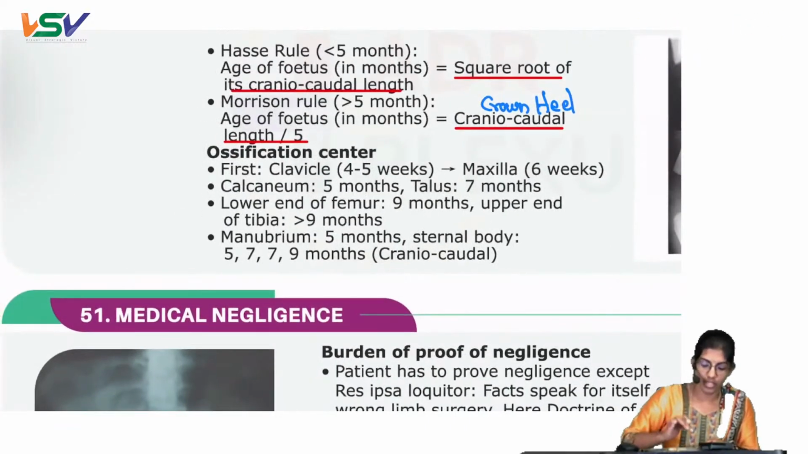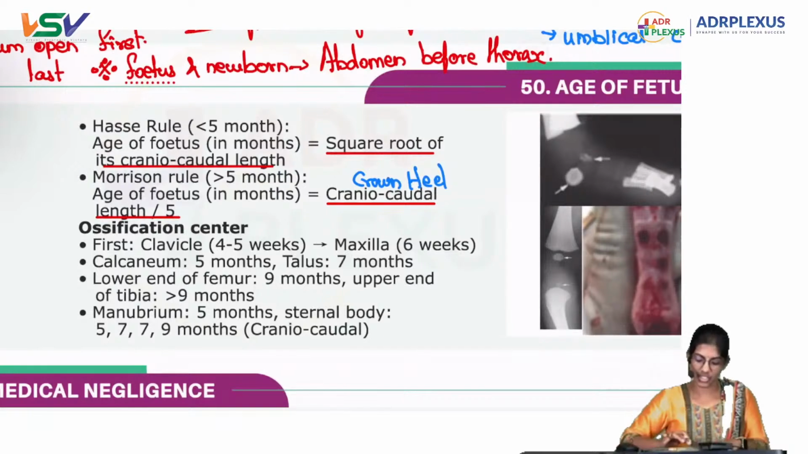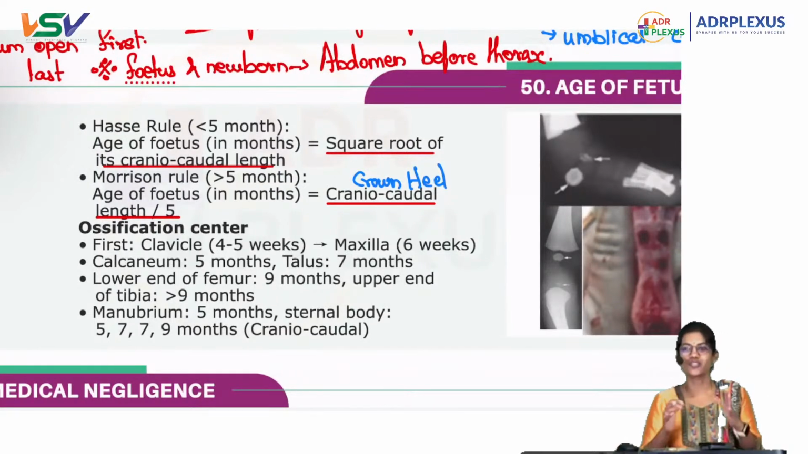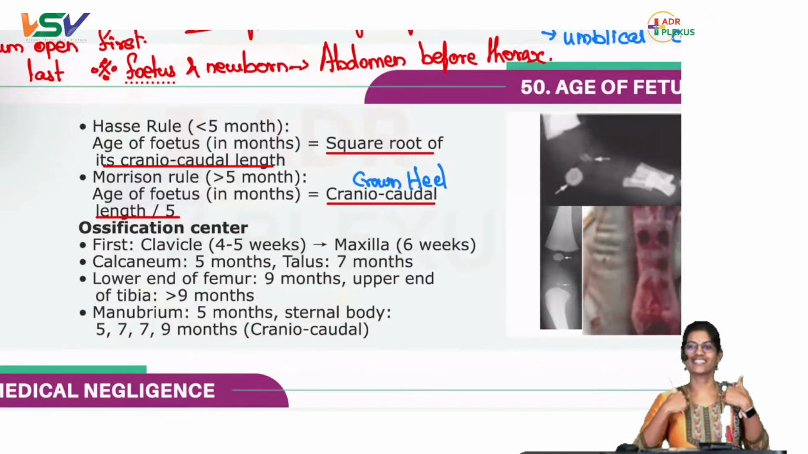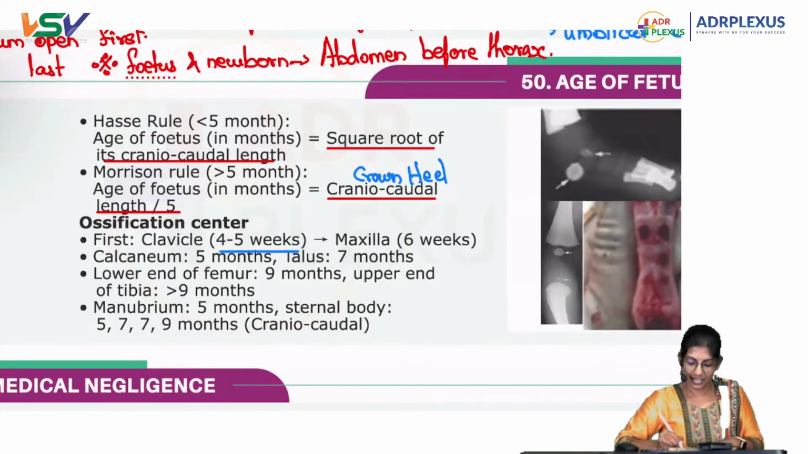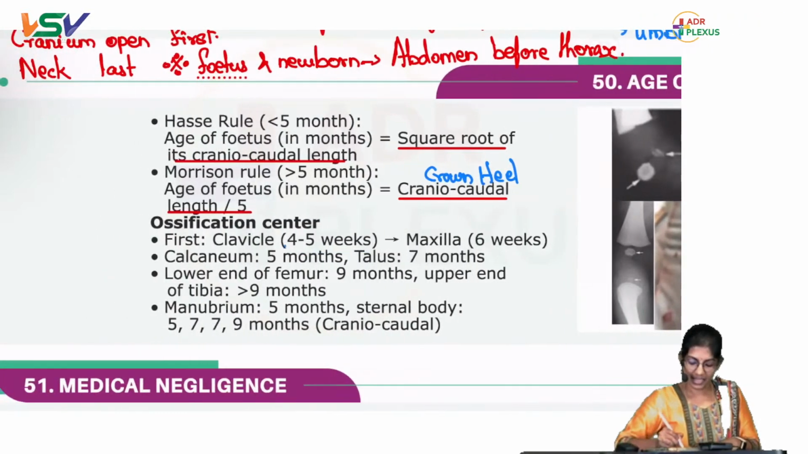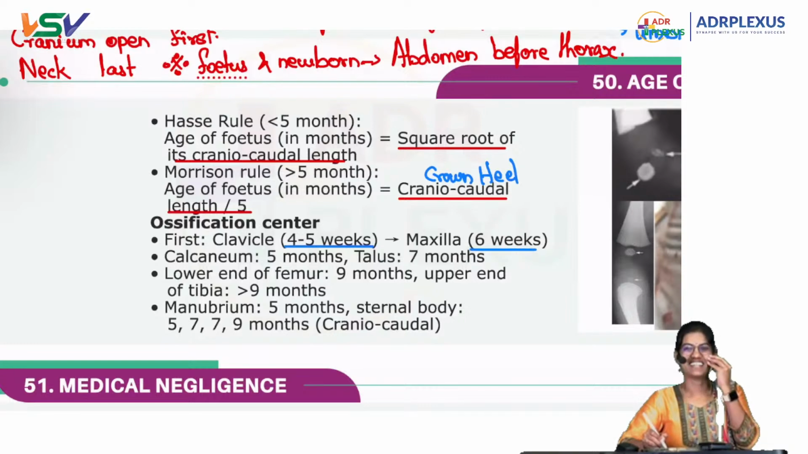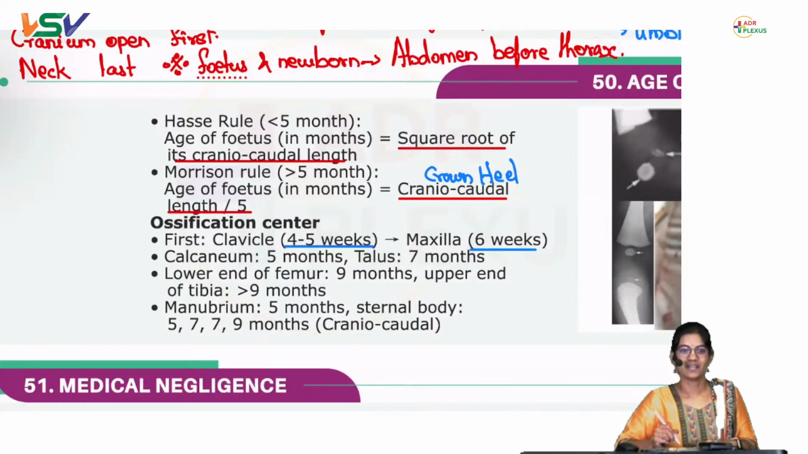Oh, before we move on, ossification center. Sorry, let's see the ossification centers also. The first ossification center is the clavicle. It happens at around 4 to 5 weeks, almost a month. At 1 month, the child already has a clavicle, the first ossification center. The second is the maxilla, the cheek. Maxilla happens by around 6 weeks.